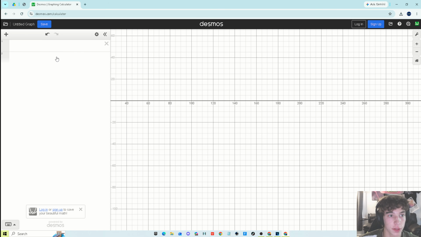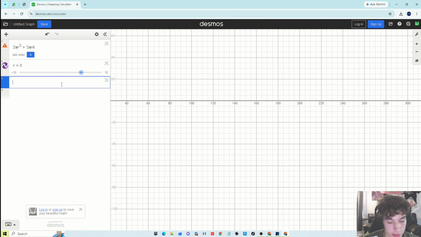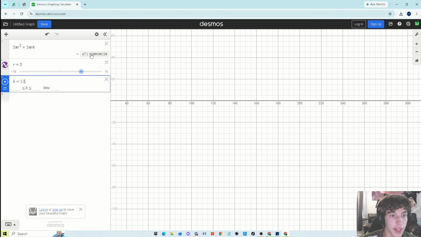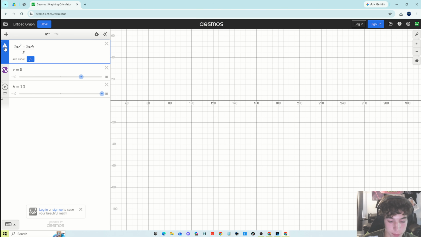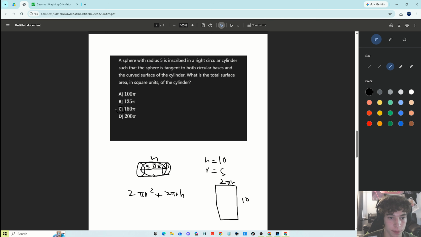Let's put this in the Desmos. So 2 pi r squared plus 2 pi r height. Radius is 5, height is 10. So this is going to be our surface area, but as we can see, they're all in terms of pi, so we'll have to divide by pi. And we can see 150 pi is just going to be our final answer. So yeah, kind of a tricky question. If you draw it out, it's not too bad.